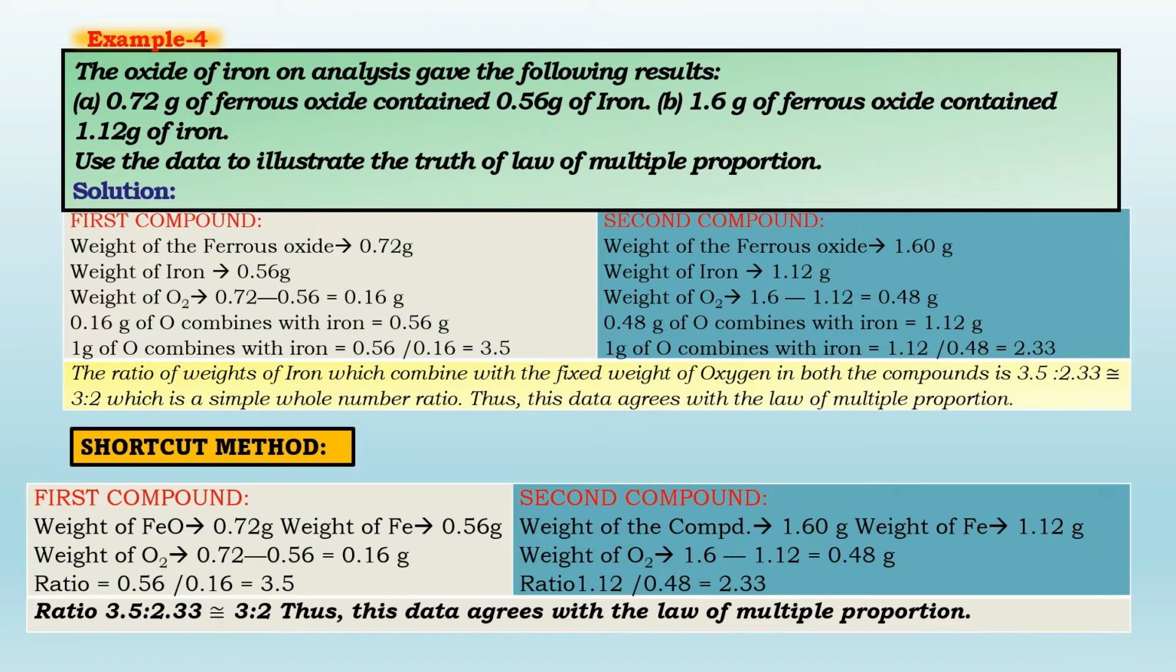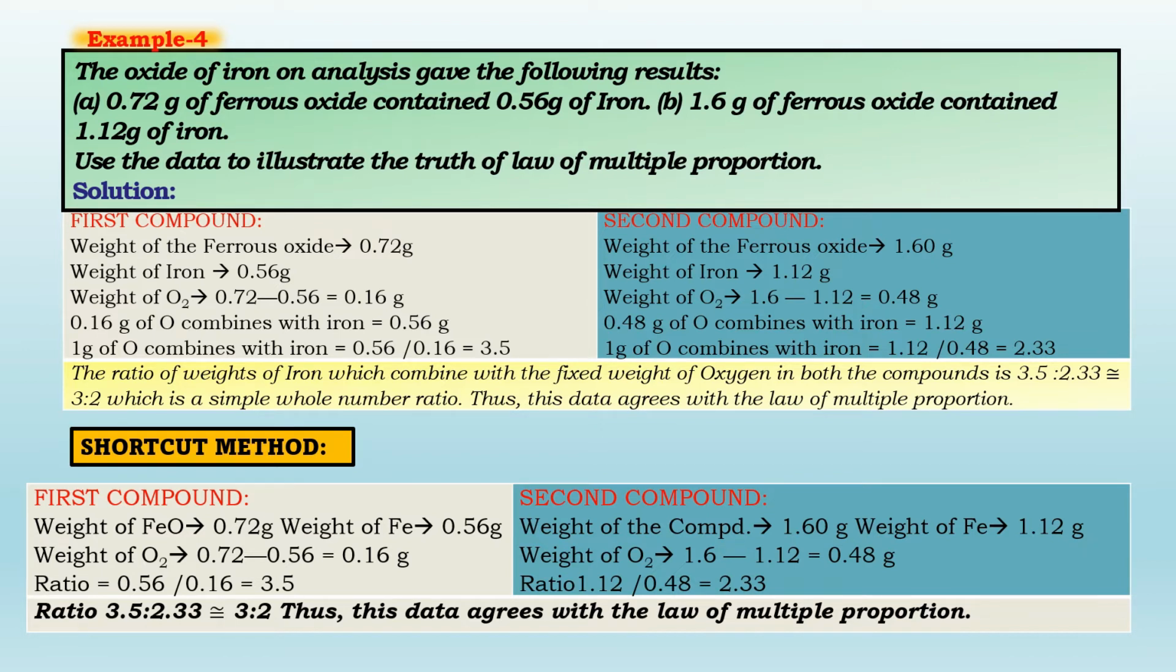The ratio of weights of iron which combined with the fixed weight of oxygen in both the compounds is 3.5 is to 2.33, that is equal to 3 is to 2, which bears a simple whole number ratio. Thus, this data agrees with the law of multiple proportion.